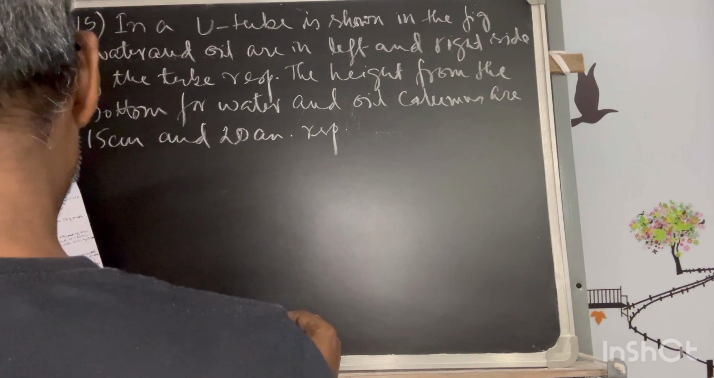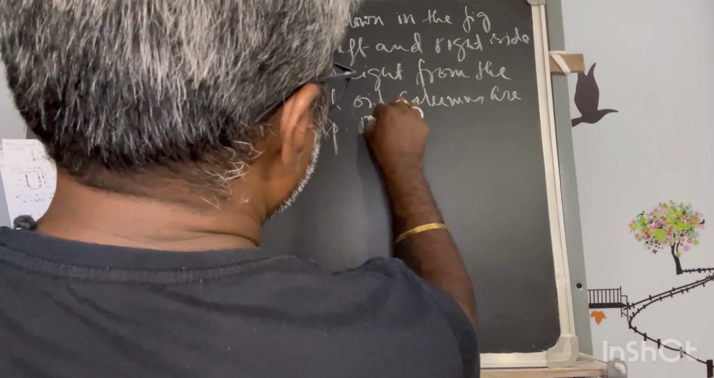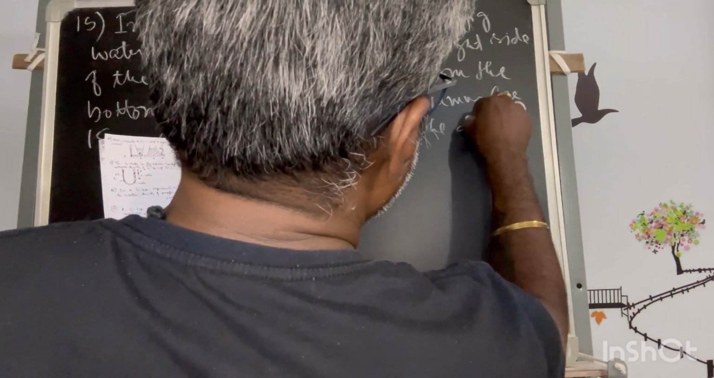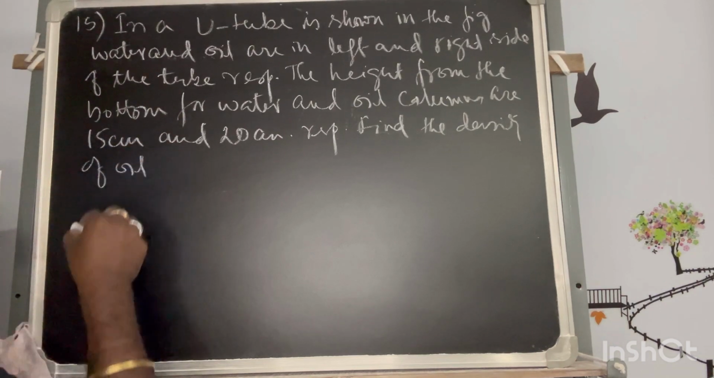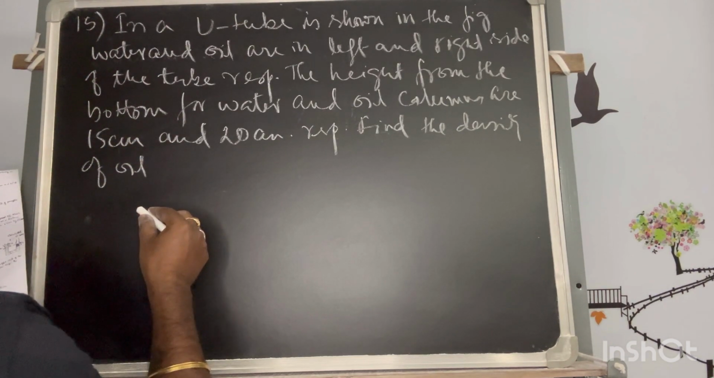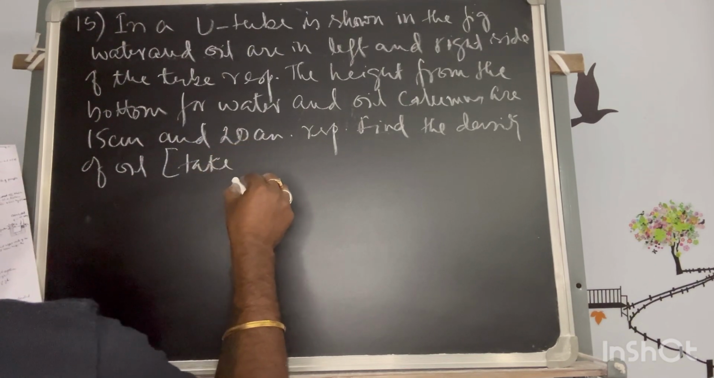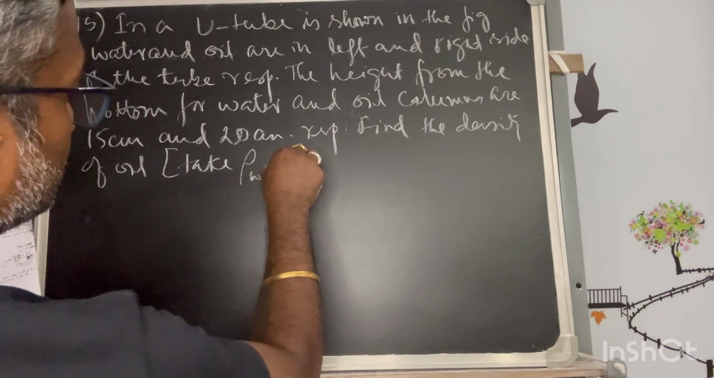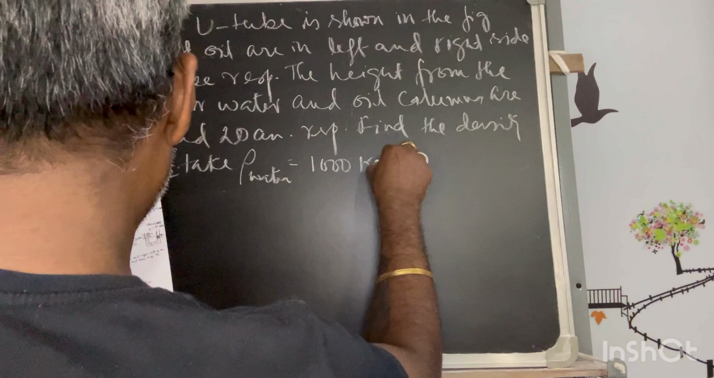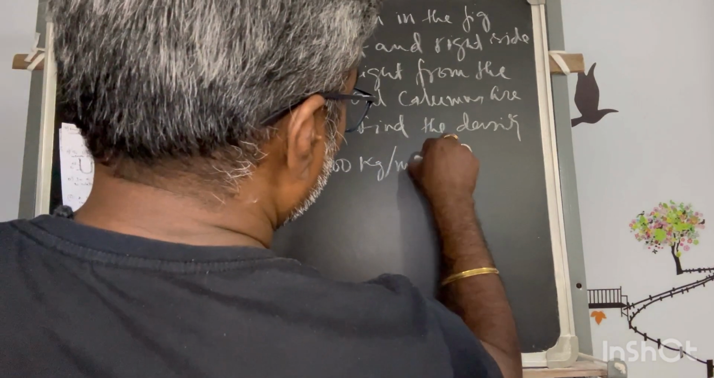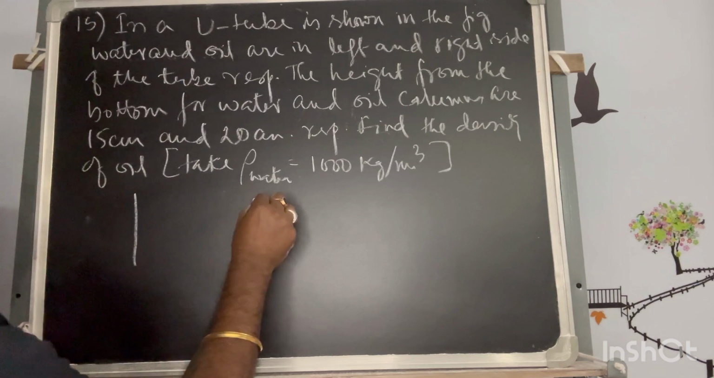Find the density of oil. Take density of water equal to 1000 kg per meter cube. Now the drawing is something like that.